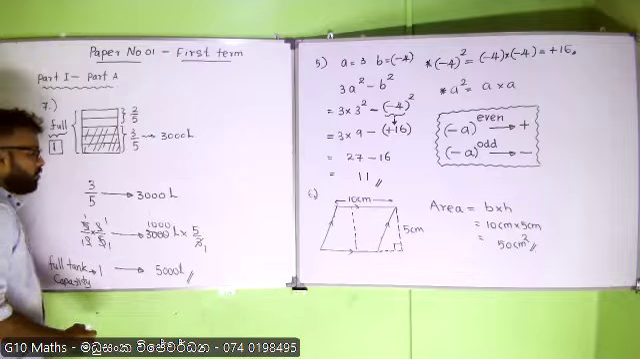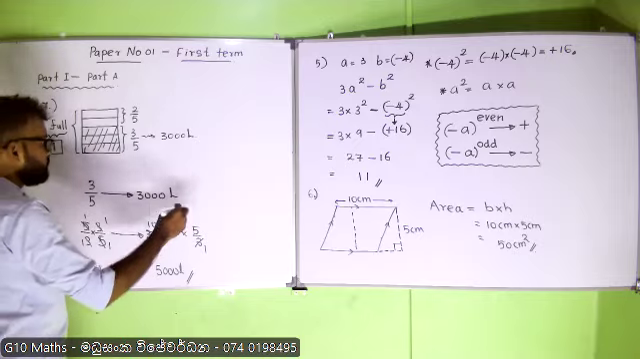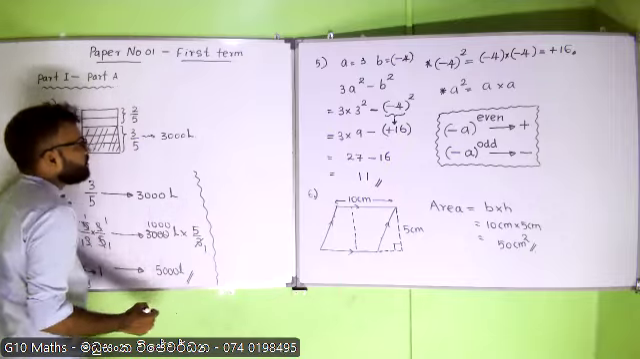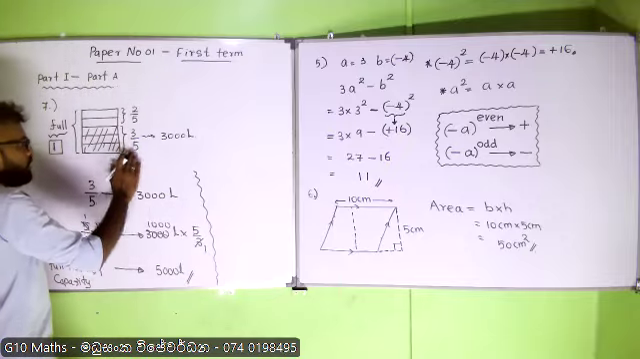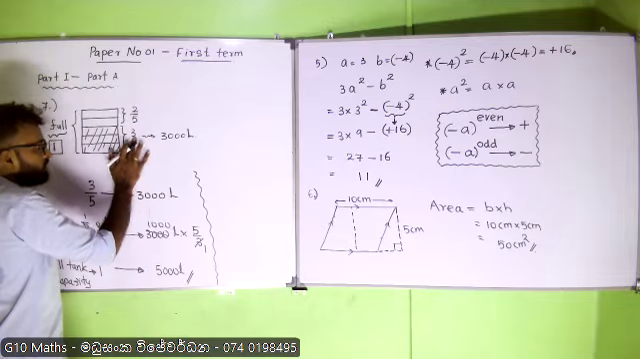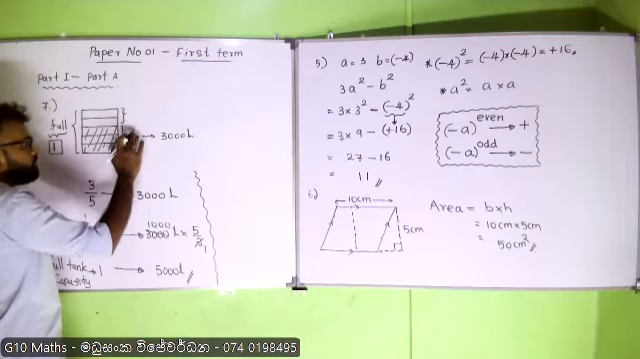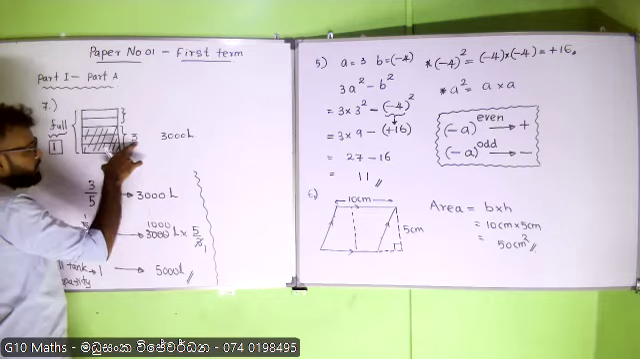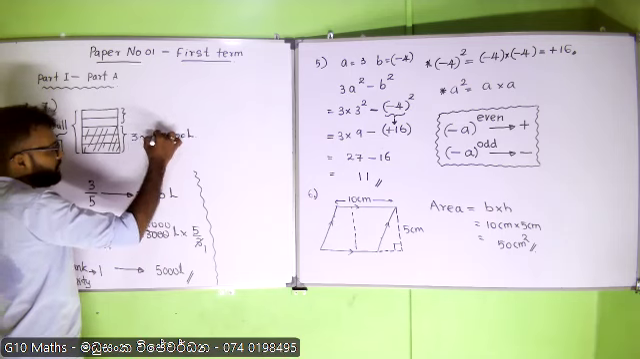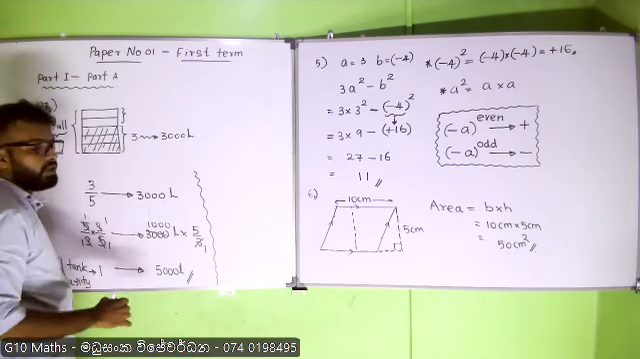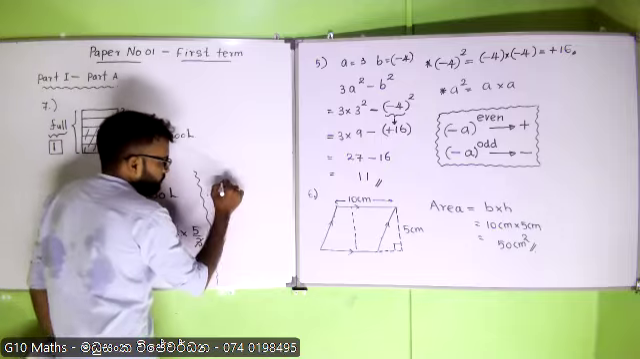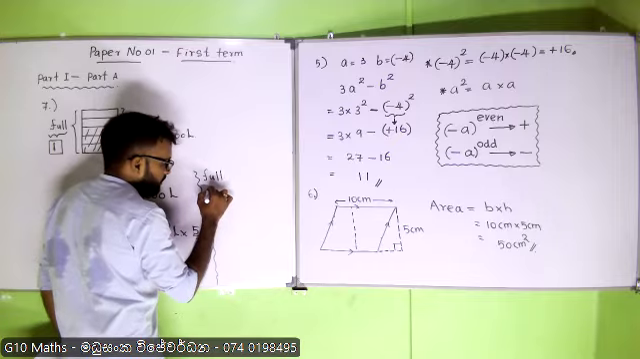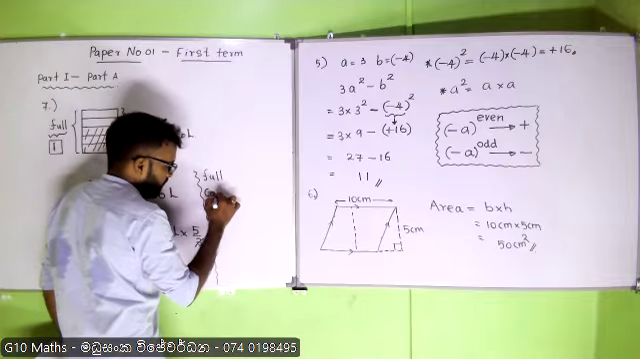Alright. Or you can do this by using the logical way. Here, 3 parts have been filled. Out of 5 parts, 3 parts have been filled. That 3 parts refers to 3000 liters. So I am going to find the full capacity of the tank by using the logical method.